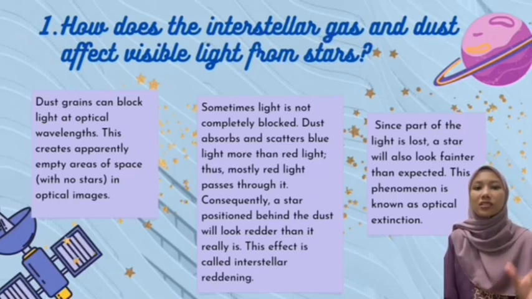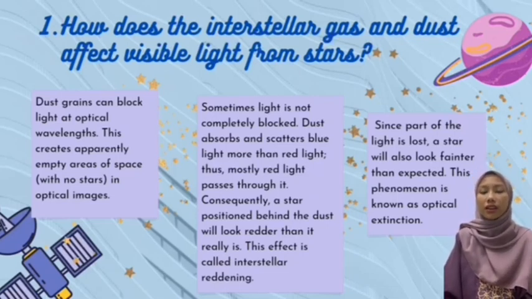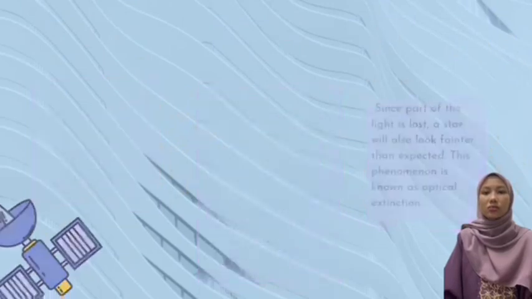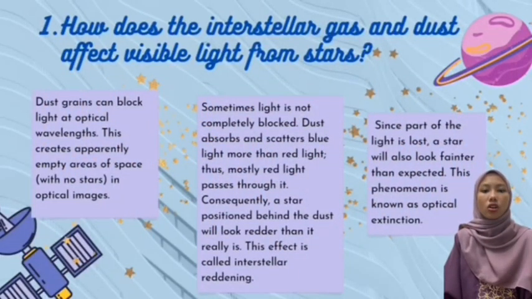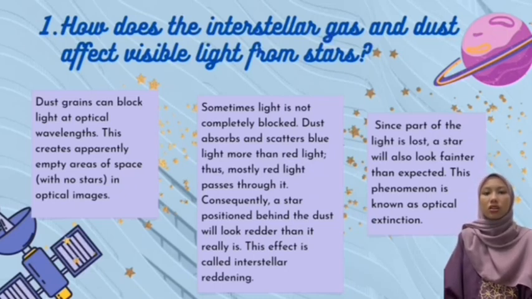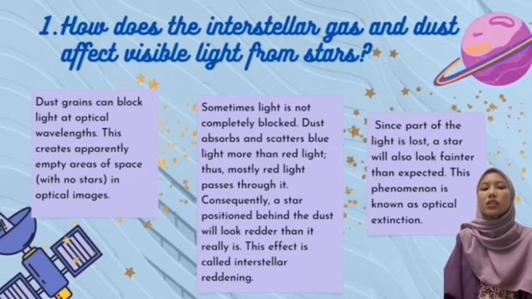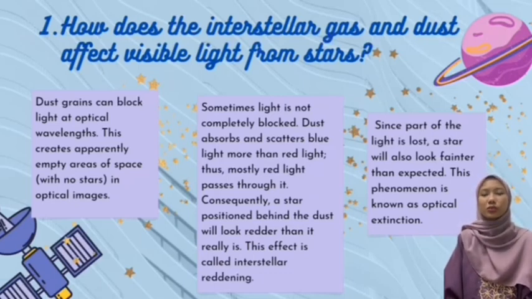Dust absorbs and scatters blue light more than red light. Thus, mostly red light passes through it. Consequently, a star positioned behind the dust will look redder than it really is. This effect is called interstellar reddening. Since part of the light is lost, a star will also look fainter than expected. This phenomenon is known as optical extinction.